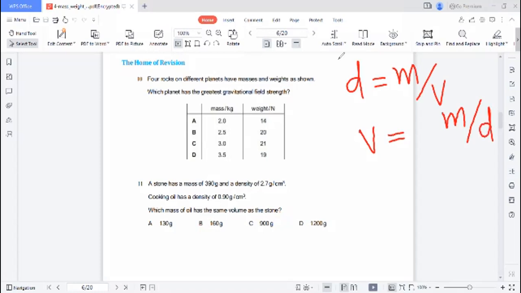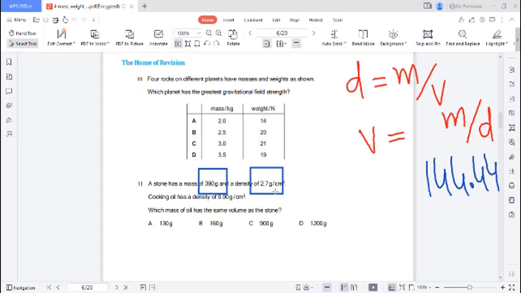Let's calculate this one. This is our mass and this is our density. So 390 divided by 2.7, and your volume is 144.44.